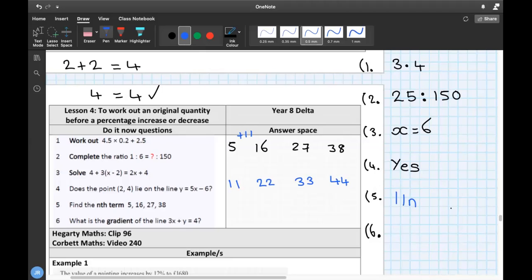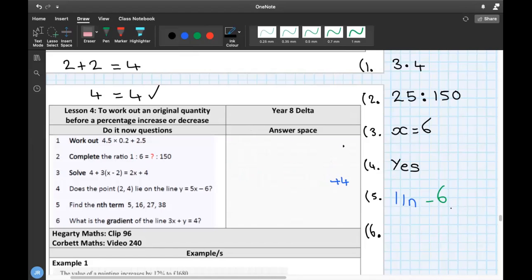Now, how do we get from the 11 times table to the actual terms in our sequence? How do you get from 11 to 5? You subtract 6. Does that work from 22 to 16? Yes, it does. It works for all of the terms we've got in our sequence. So we found the final part of our nth term, 11n subtract 6.